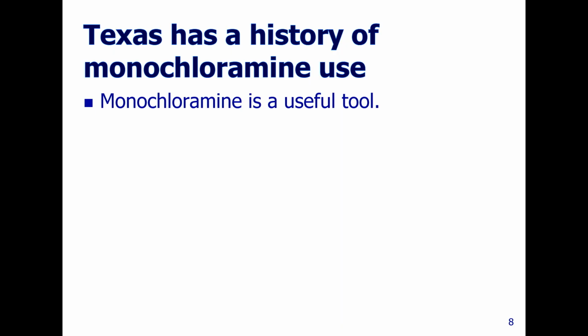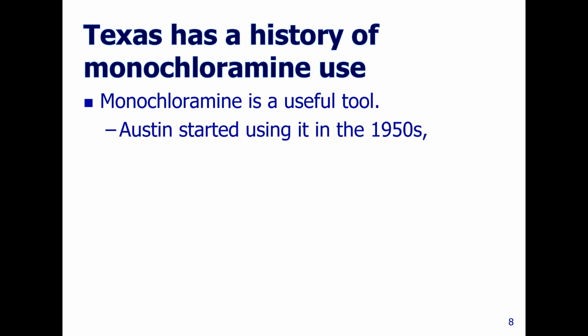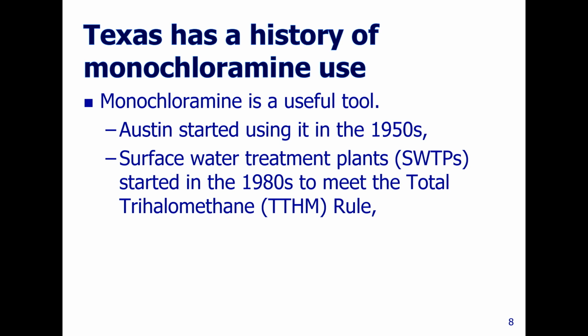During World War II, people were not chloraminating primarily because they couldn't get the chemicals. They were all being used for the war effort at that time, like many things. But Austin started in the 50s, and a lot of surface water treatment plants, or systems using water treated at a surface water treatment plant, had to start in the 80s. So the large systems started in the 80s when the first trihalomethane rule came out.